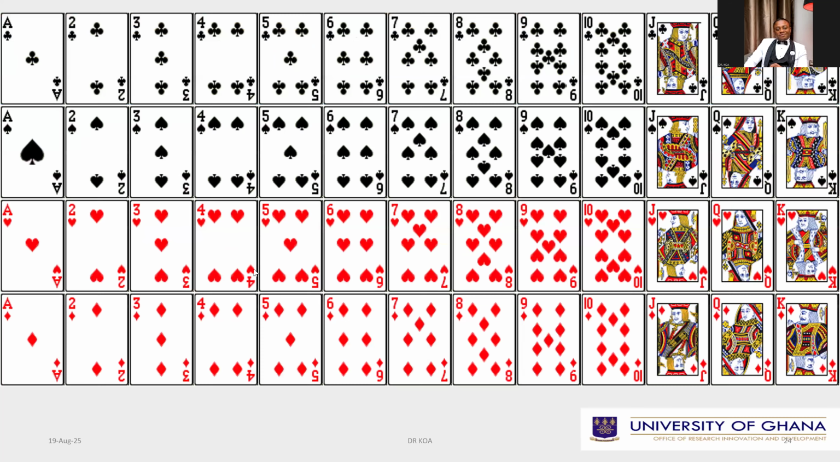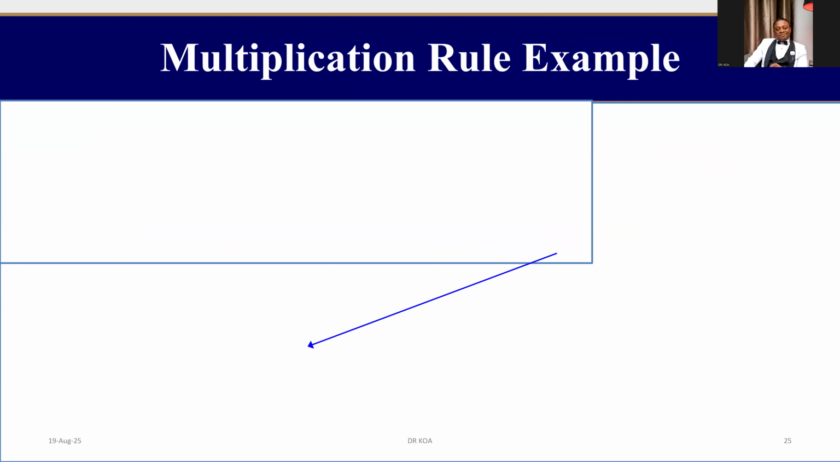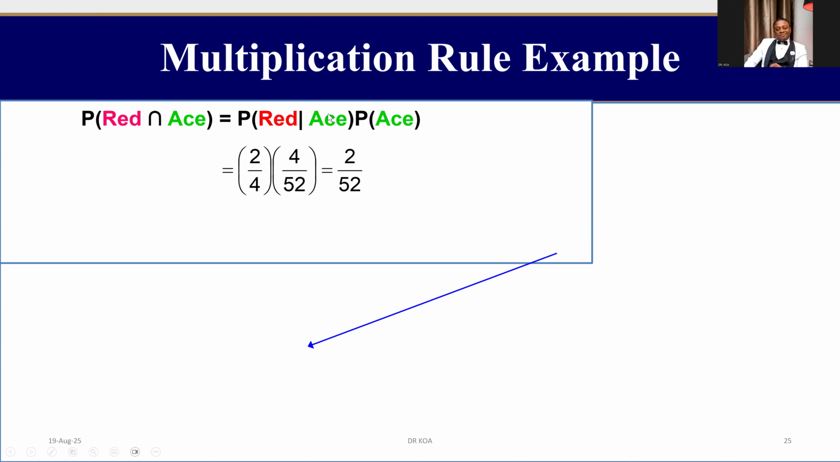So, remember the deck of cards again? Let's go down here. Let's look at the probability of having a red intersection ace. In the deck of cards, let's find the probability of having a red card intersection ace card. This is interesting. It's a very, very simple thing. Now watch the formula for the probability here. This is the multiplicative rule, and it does not require you to add anything. You are only multiplying using the multiplicative rule that we just gave.